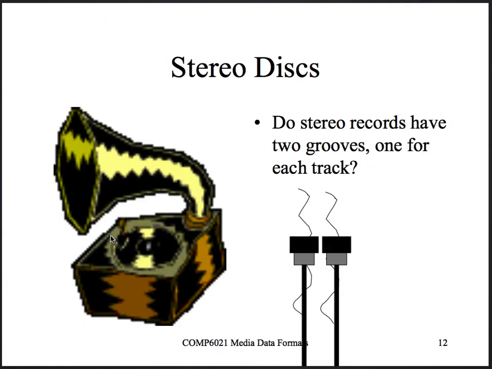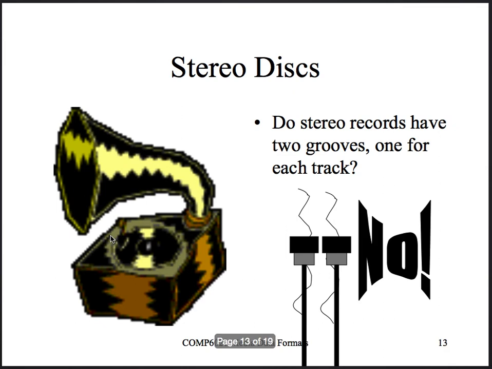Discs, though, are a bit tricky. If you think about it, with a vinyl disc, it's not like you've got 2 needles. That would have been one approach to take: have 2 spirals and 2 needles. It wouldn't have been backward compatible though. So how do stereo discs work?